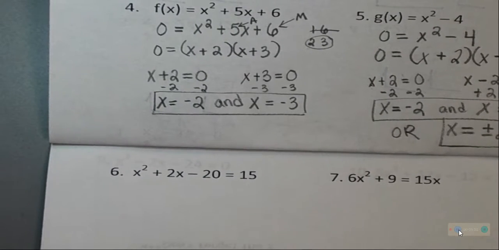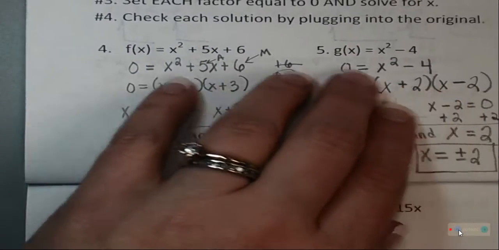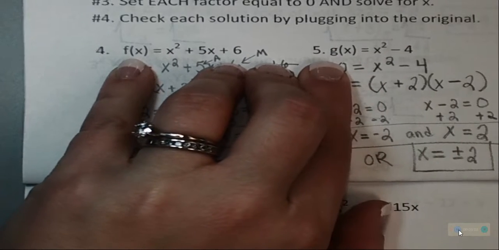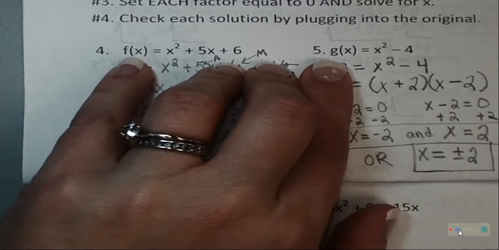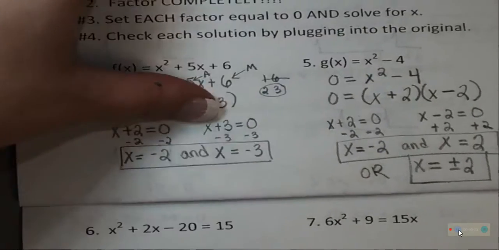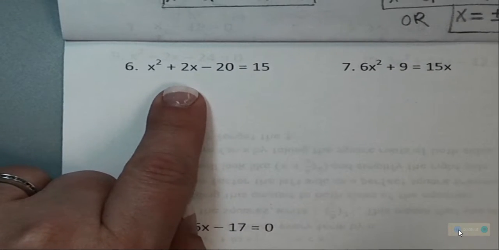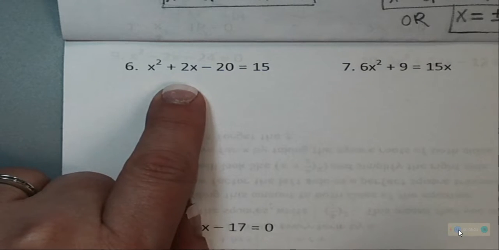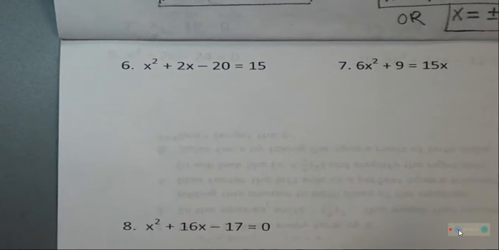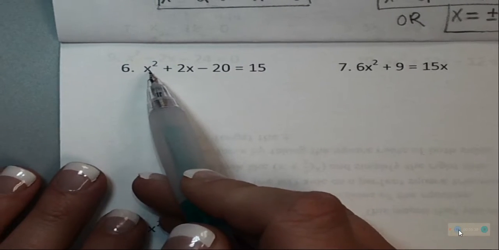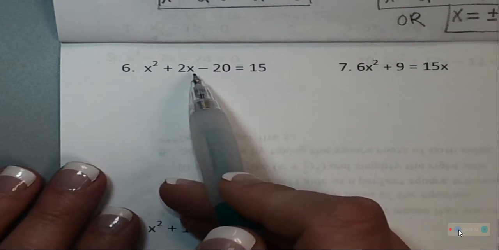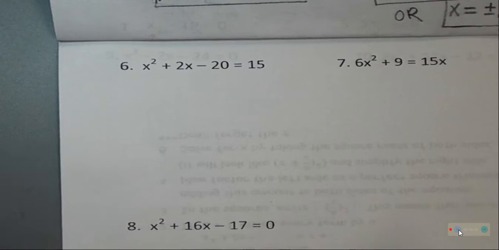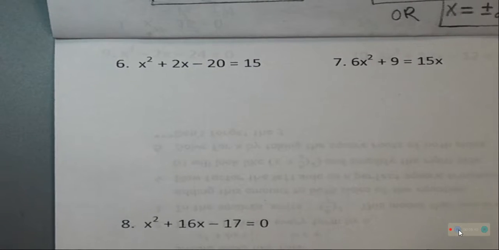All right, so let's look at number 6. Now, number 6, 7, and 8 are a little bit different from 4 and 5. 4 and 5 are given to you as a quadratic function, meaning you've got something that represents the y and the x. These are just equations. How do I know that these are quadratic equations? It's got to have x squared, because they have x squared as the highest term. Now there's an x, but x squared is a higher term. That means they're quadratic.